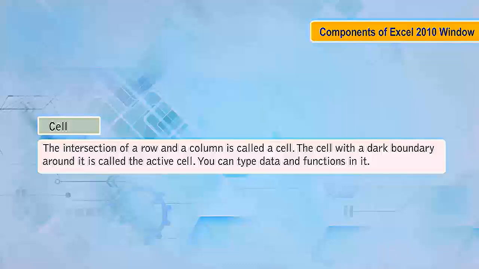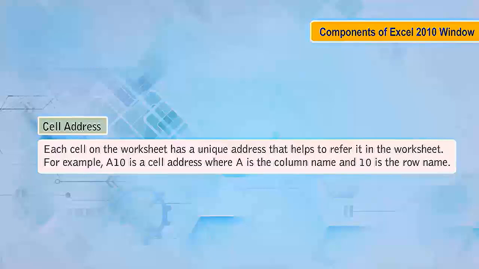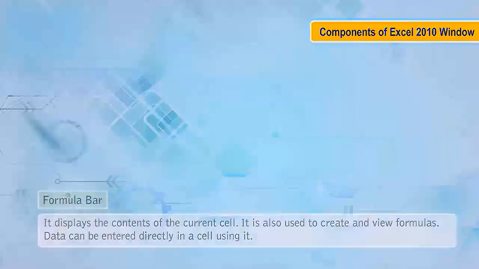Cell. The intersection of a row and a column is called a cell. The cell with a dark boundary around it is called the active cell. You can type data and functions in it. Cell address. Each cell on the worksheet has a unique address that helps to refer to it in the worksheet. For example, A10 is a cell address where A is the column name and 10 is the row name.